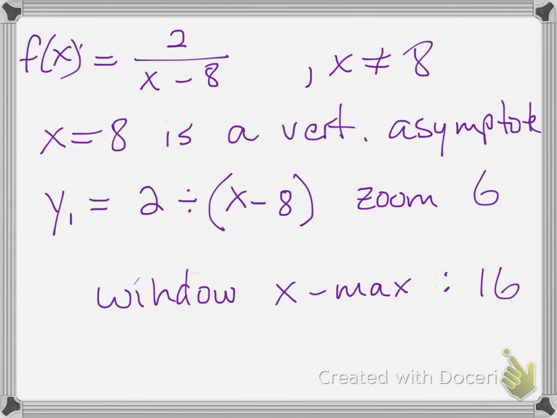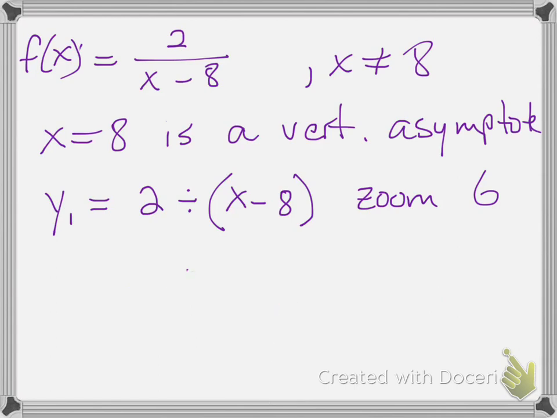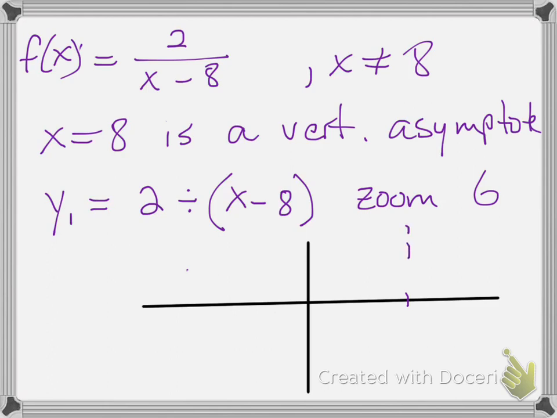Your graph looks something like this. At x equals 8, there's an invisible line. You can't see it, but that's our vertical asymptote. And then on this side of the graph, we've got this nice little shape, and on this side, we've got this nice little shape doing something like that. And that looks exactly like our inverse variation graph, except it's slid over to the right 8 units. This is our vertical asymptote. X cannot be 8.